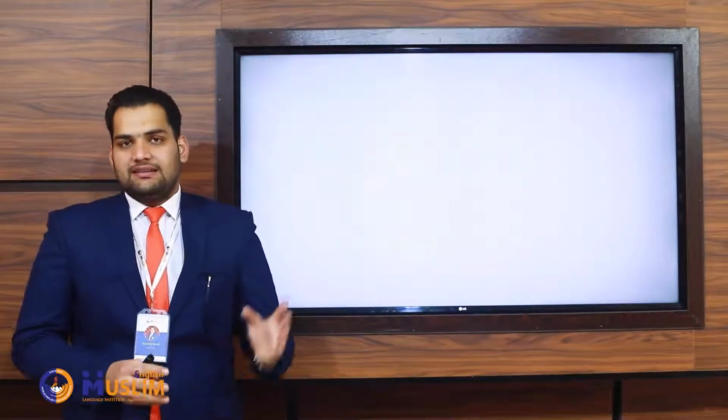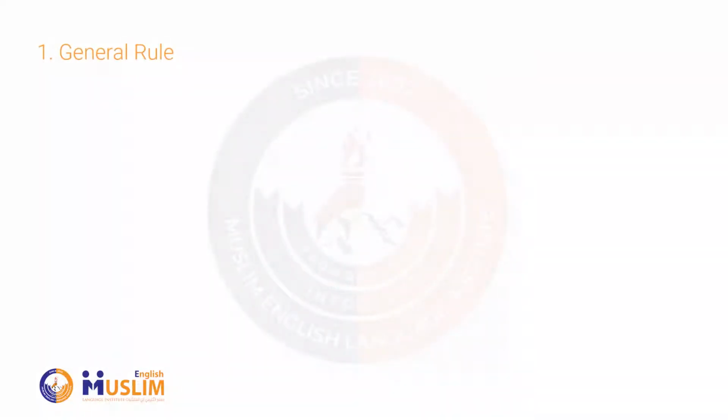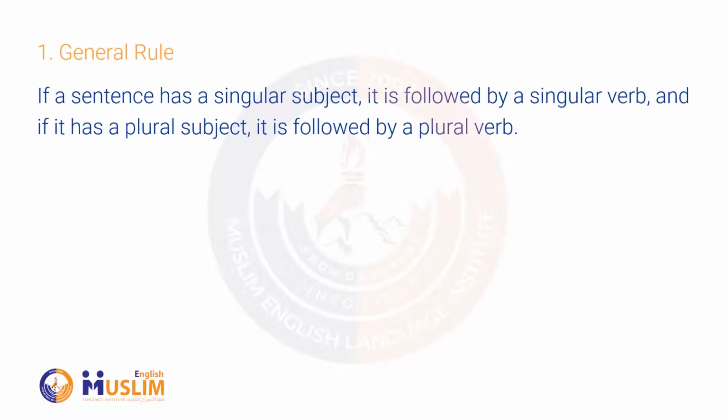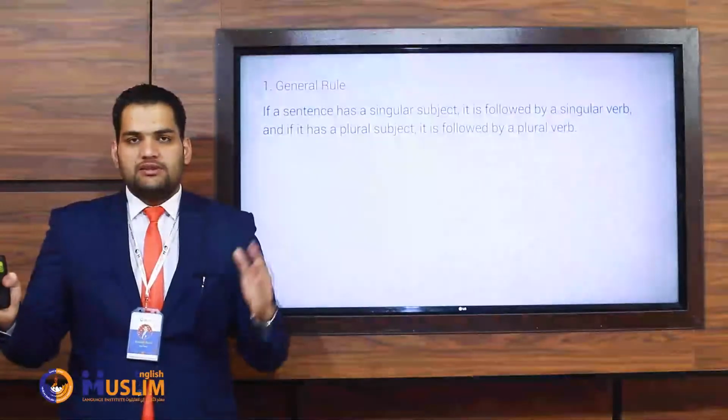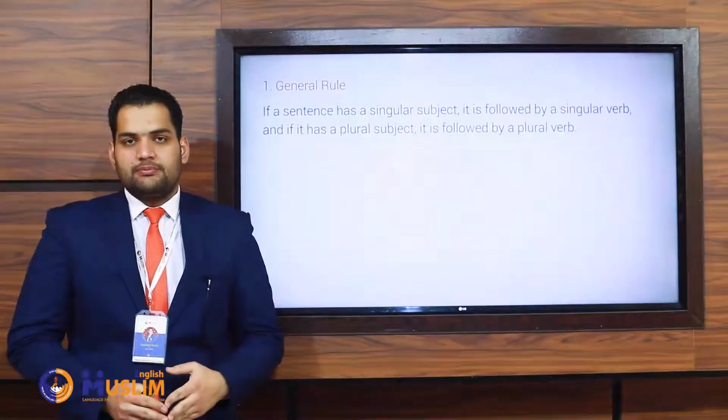Now let's talk about some rules of subject-verb agreement. You have to remember some important rules about this lesson. The first one is called the general rule, and it's a very common rule. What does it say? If a sentence has a singular subject, it is followed by a singular verb. It's something very clear. If a sentence has a singular subject, the verb should be singular. But if it has a plural subject, it means that it is followed by a plural verb. Singular subject, singular verb. Plural subject, plural verb.